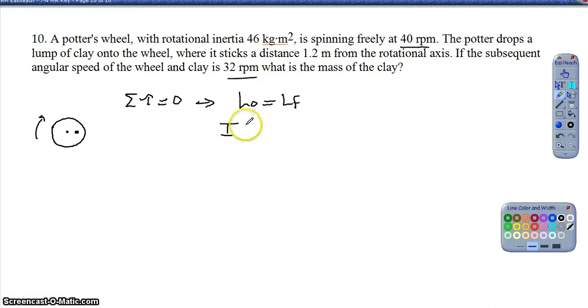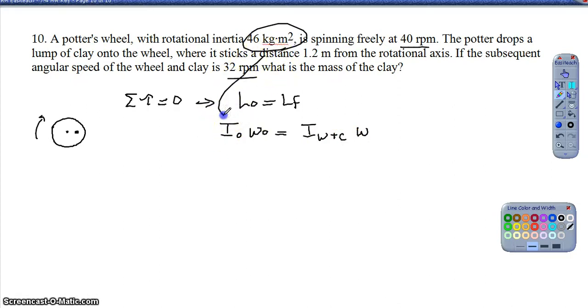So the angular momentum beforehand, which comes from the moment of inertia times the angular velocity of the wheel, would be equal to the moment of inertia of both the wheel and the clay, times the angular velocity of the two together, right? So if I start to look through here, well, they give me the rotational inertia, the moment of inertia for the wheel itself.